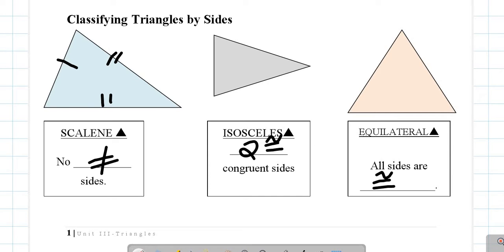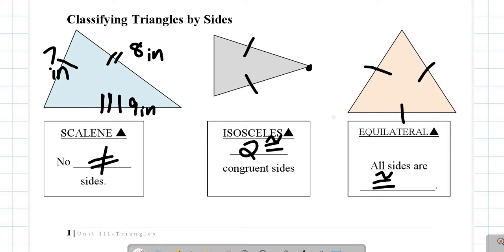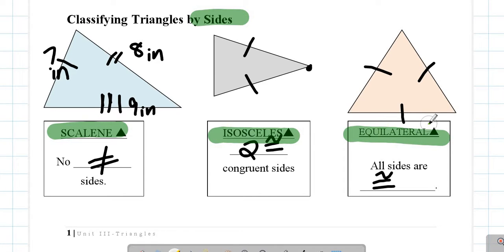All right, scalene is none of the sides are equal. Notice the hatch marks don't match, 1, 2, or 3. Or let's say this side length was 7, this was 8, this was 9 inches. Then that would be called scalene. If there are two equal sides, that's called isosceles. All three sides equal, that's called equilateral. So classifying triangles by their sides is scalene, isosceles, and equilateral.